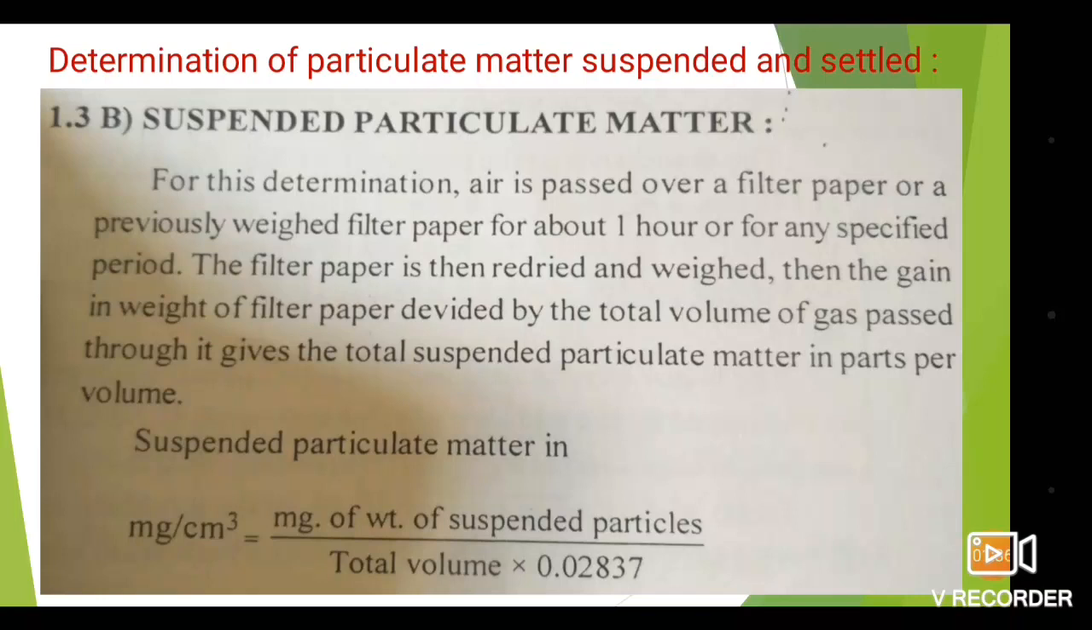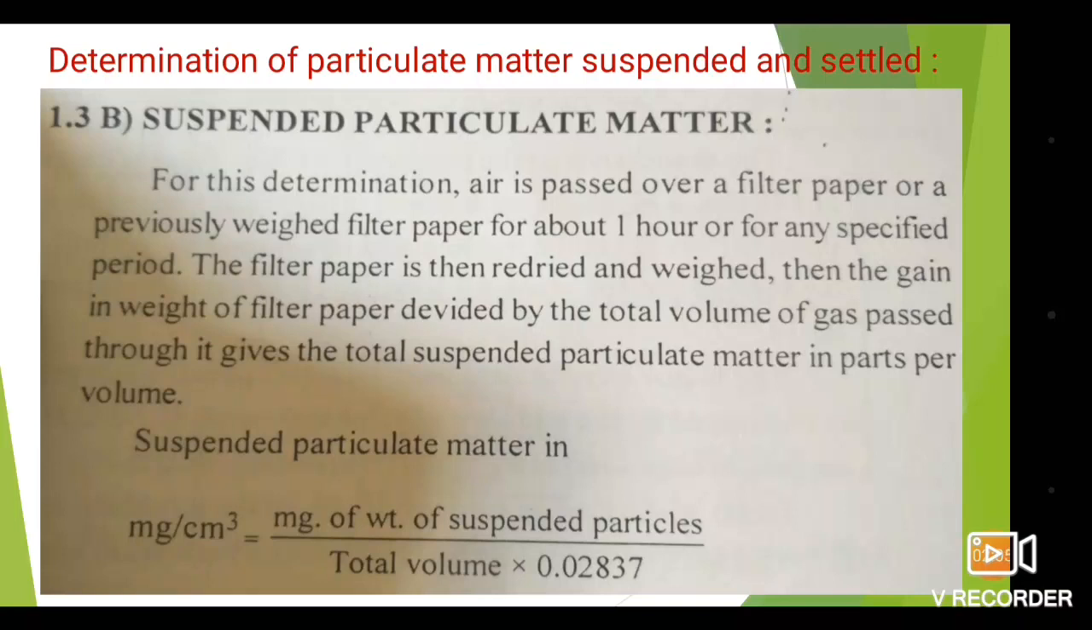So, suspended particulate matter in milligrams per centimeter cube is equal to milligram of weight of suspended particles, that is nothing but the increase in weight of this filter paper after weighing, divided by total volume into 0.02837, which is the conversion factor, and then we get the suspended particulate matter.